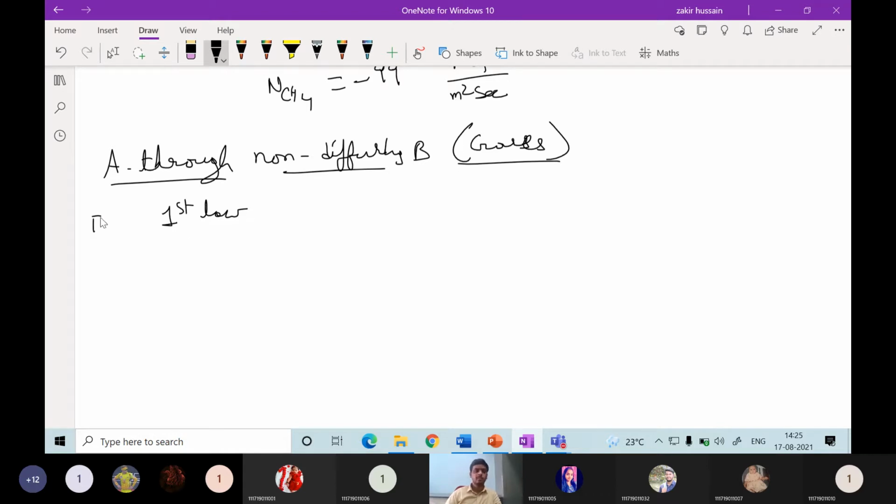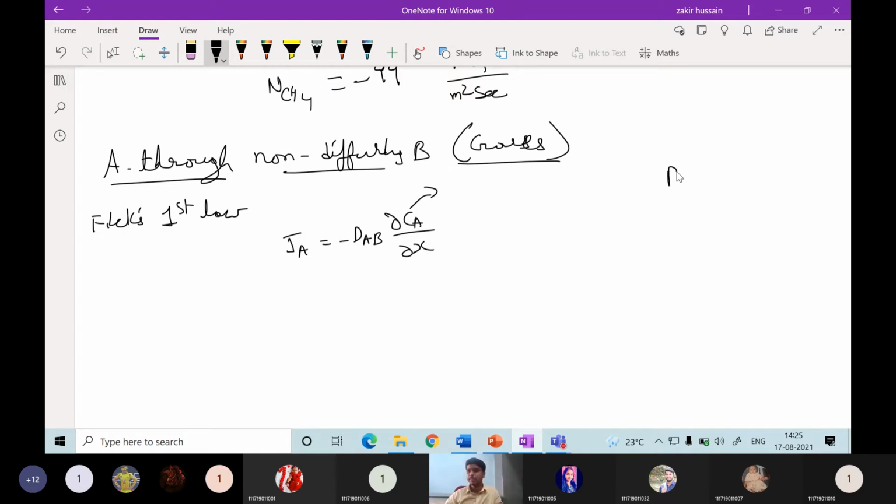Anybody say Fick's first law? JA equal to minus DAB into dou CA by dou X, or dou Y or dou Z. Okay, this is Fick's first law of diffusion. Here concentrations are there. So concentration expression in liquid phases is very easy. Moles per unit volume, concentration you will get.